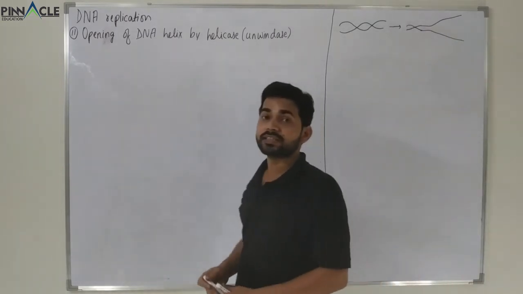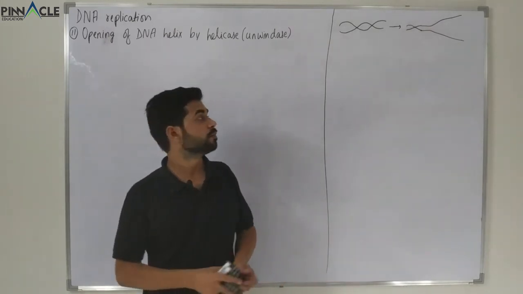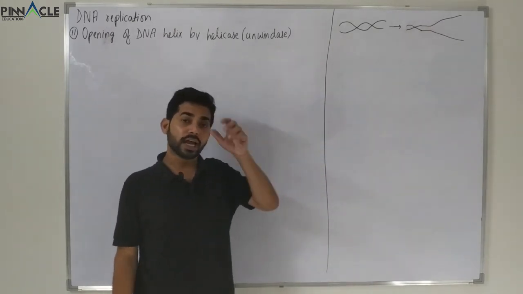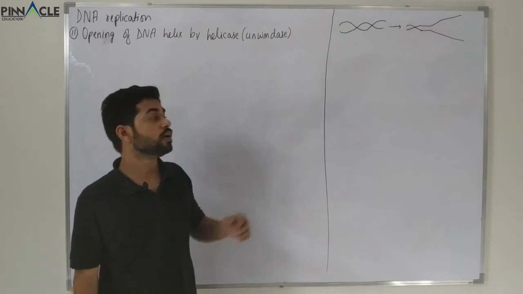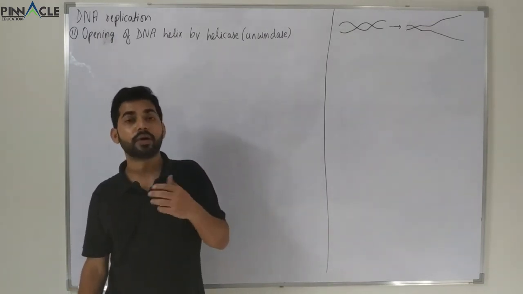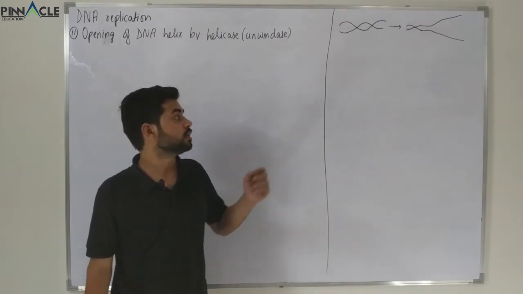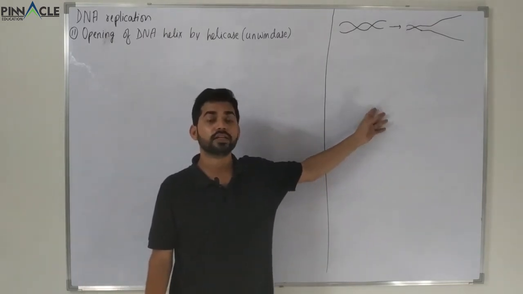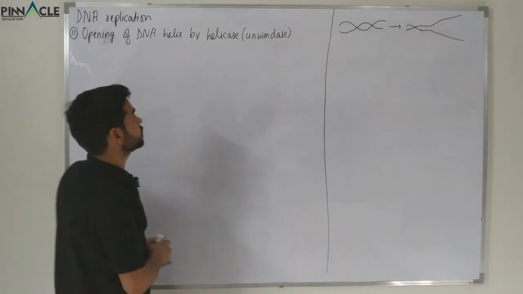Now this creates tension in the unopened part or the coiled part. That tension is removed by something called a single strand binding protein, and also the other enzyme that is helpful in this is called topoisomerase.